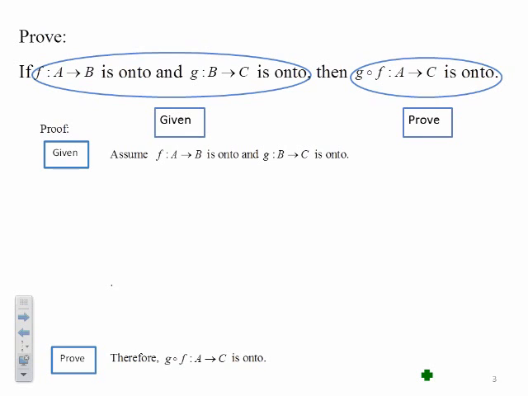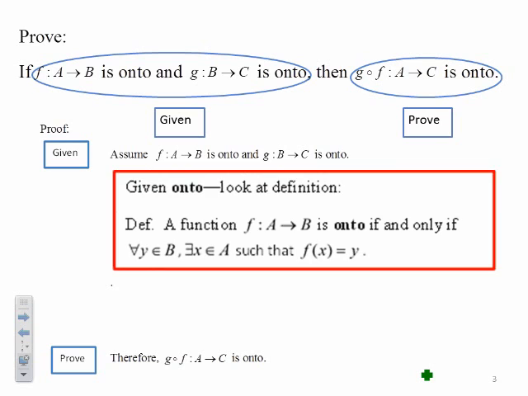For this, you probably want to look at the definition of onto, since you're given two onto statements. The definition of onto is that F from A to B is onto B if and only if for all y in B, there exists an x in A such that f of x equals y. So remember, this means that for every y in B, I can find an x in A that goes to it.